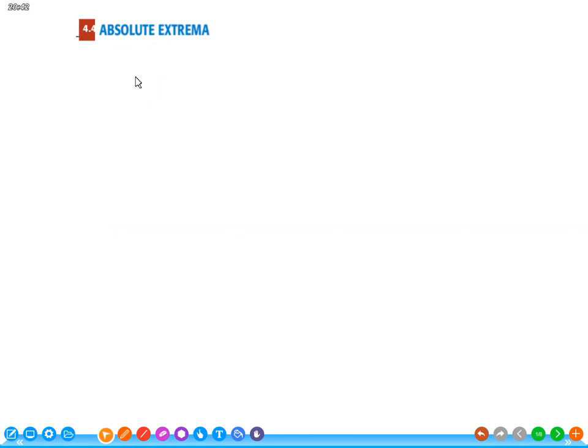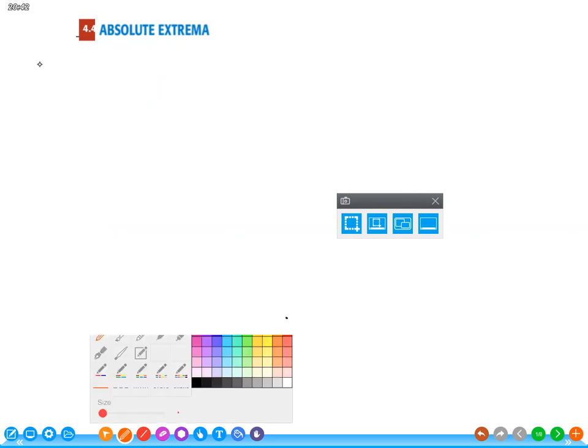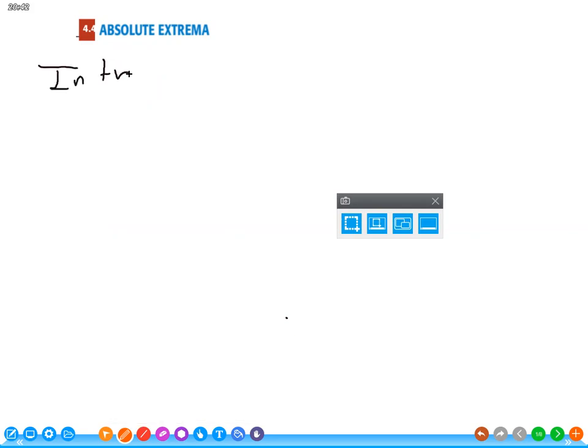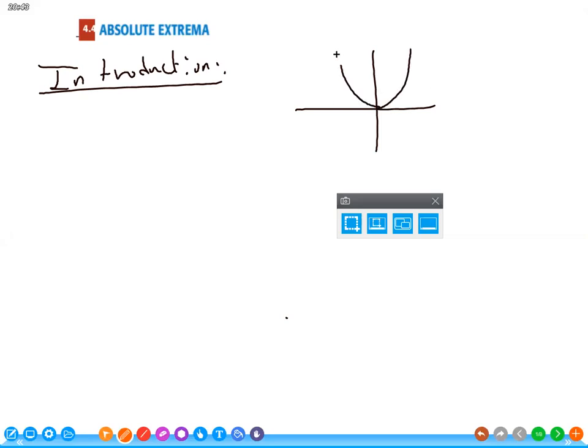As a warm up, you know from the second term how to graph any polynomial function or any rational function. So, graphically, an introduction. If we have a graph, assume we have a parabola like this. Here the end behavior is plus infinity at the left and plus infinity at the right. So here there is no absolute maximum, and we have an absolute minimum, which is 0 at x equals 0.